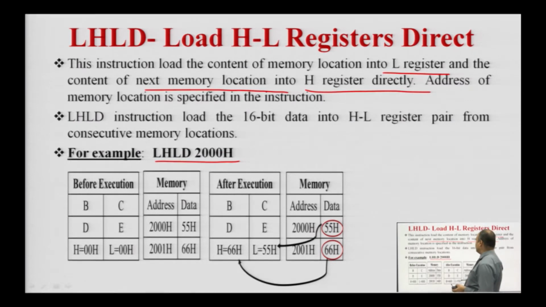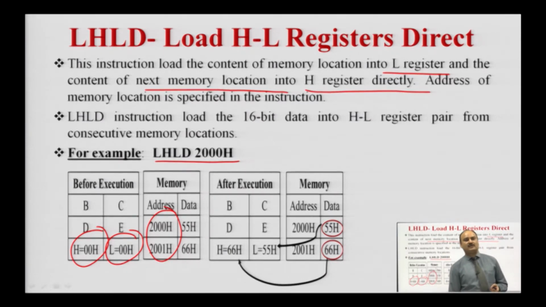Before the execution of this instruction, the content of H is 0 and L is 0, and the memory location addresses are 2000H and 2001H. So, two consecutive memory locations come into the picture. 2000H and 2001H are the addresses of the two consecutive memory locations, where the data 55H and 66H are present. After the execution of this instruction, the microprocessor will load the content of the memory location having address 2000H, which is 55H, into the L register.